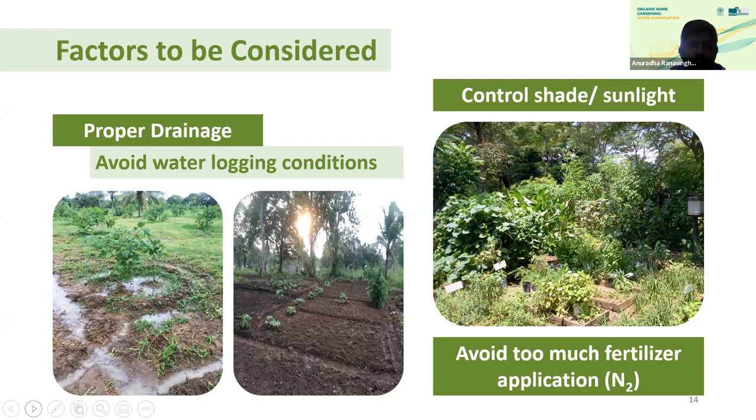Then again, another mistake we make during home gardening is we add too much water and too much fertilizer. We think adding too much fertilizer will help develop a big fruit or increase the yield. That does not always happen. So we need to apply fertilizer according to the plant requirement. When you add surplus nitrogen, especially most of you grow chilies, you add a lot of cow dung or poultry manure or a lot of compost.